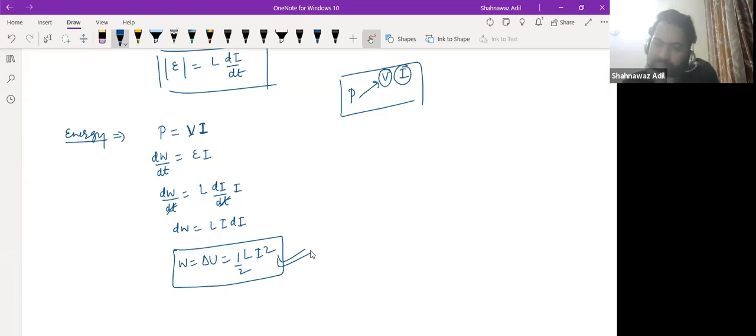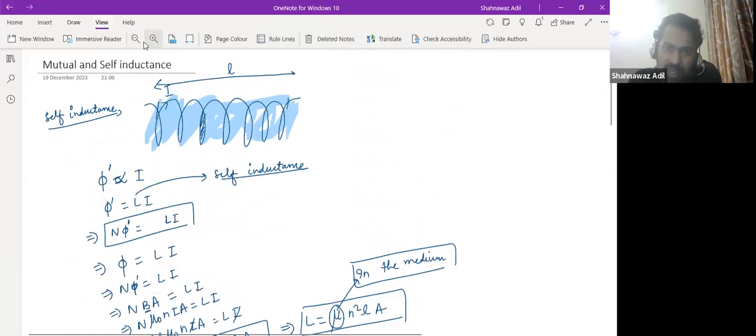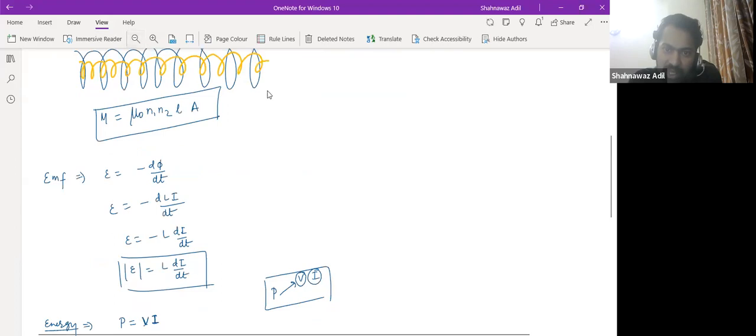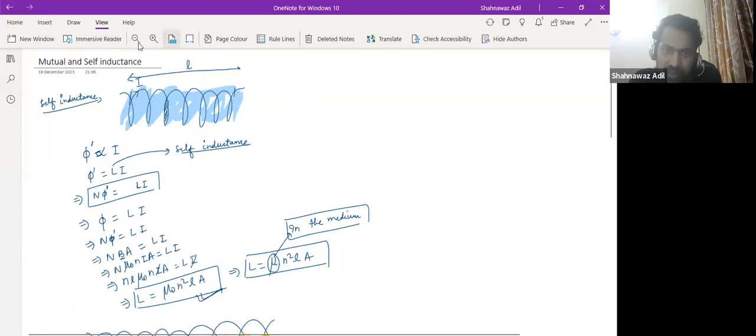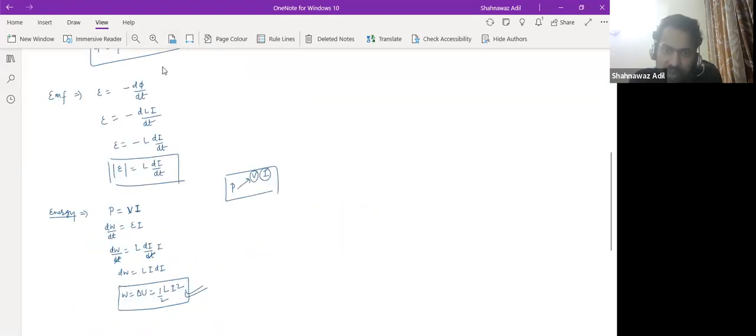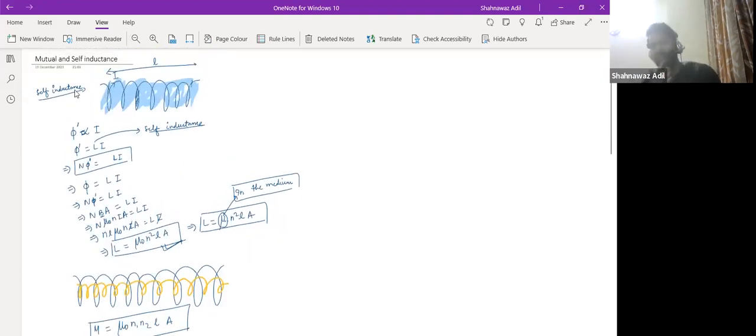Yes, sir. Clear. Okay, so quickly note these things down, and then we will move on. Then we will do some questions, and then this chapter would be over. So we only have to remember what is the self-inductance, what is the mutual inductance, and what is the energy of the inductor. On the basis of this, there are some questions.